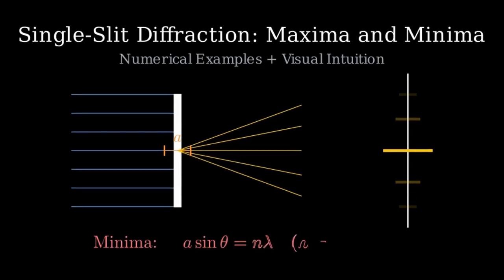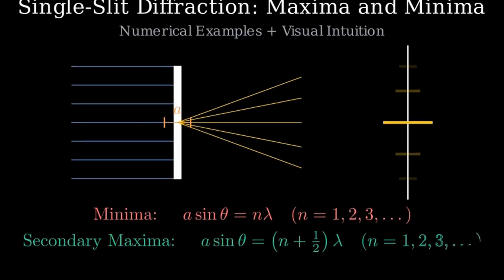For minima, a times sine theta equals n times lambda, where n is 1, 2, 3, and so on. For secondary maxima, a times sine theta equals quantity n plus 1/2 times lambda, where n is 1, 2, 3, and so on.